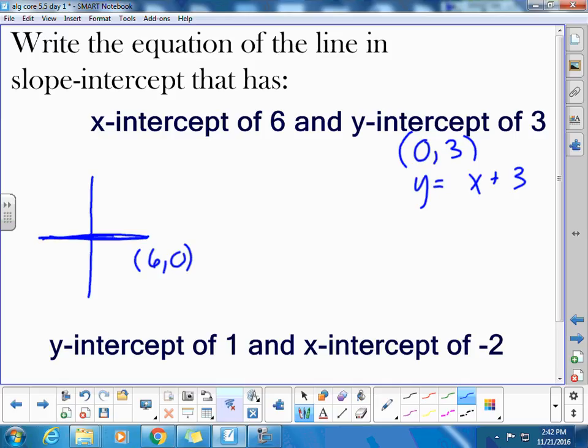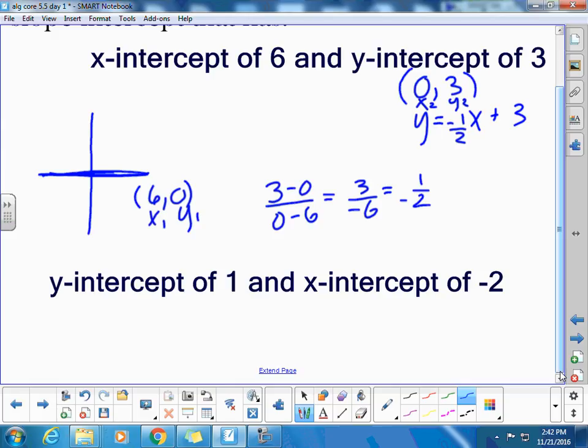I have 2 points, so I find the slope from 2 points: x1, y1, x2, y2. y2 minus y1 over x2 minus x1. So I get 3 minus 0 over 0 minus 6. 3 over -6, which reduces to 1 over -2, or -1/2. So my equation for this line is y equals -1/2 x plus 3.